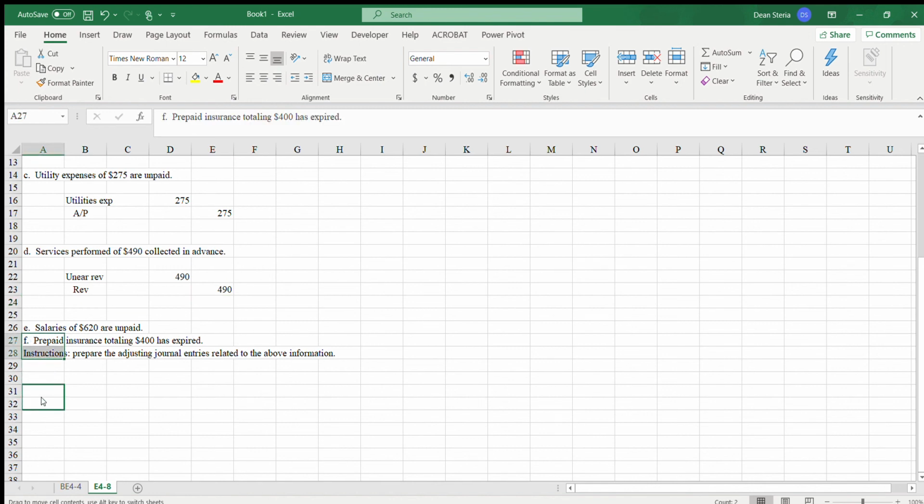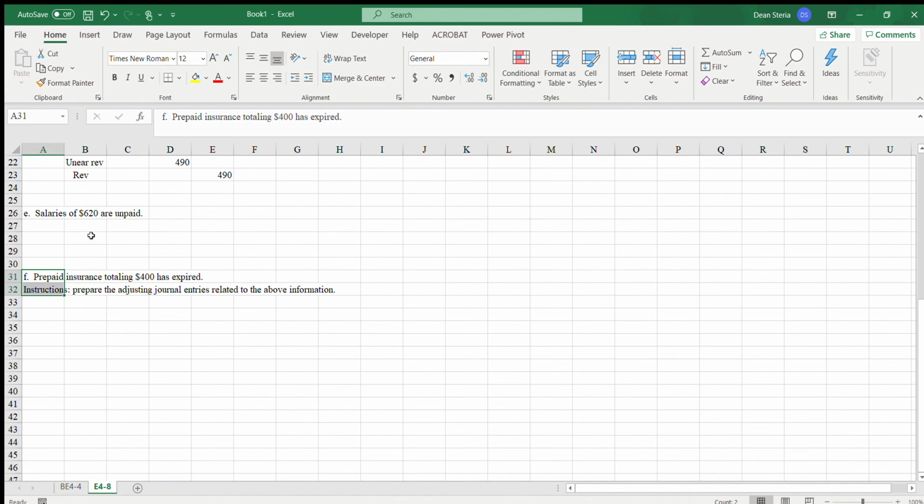Here it says $620 of salaries are unpaid. Similar thing. What do we owe? We haven't paid them yet, but we owe it. They've earned it. So we're going to debit salaries expense, and we're going to credit wages payable. Something like that, salaries and wages expense, salaries and wages payable, that's fine. So that's for $620. That's saying we owe our employees $620 for working.